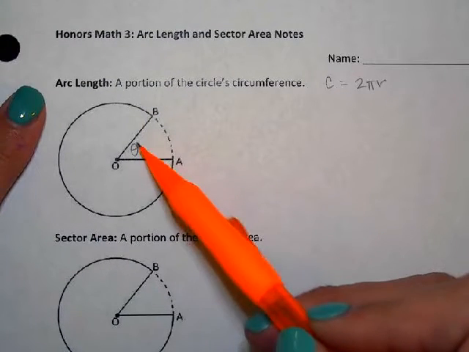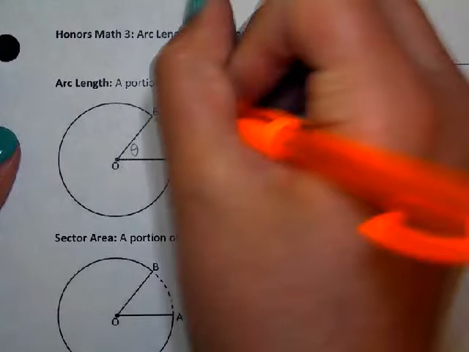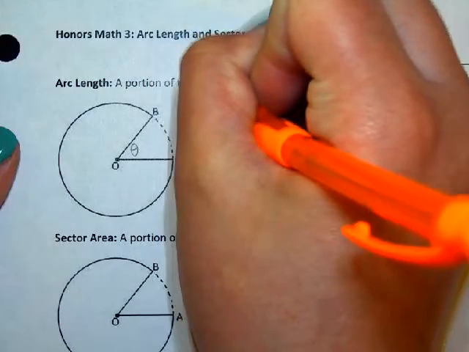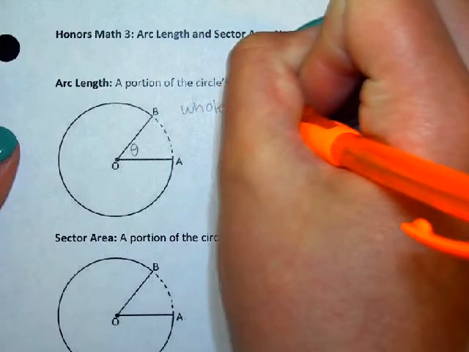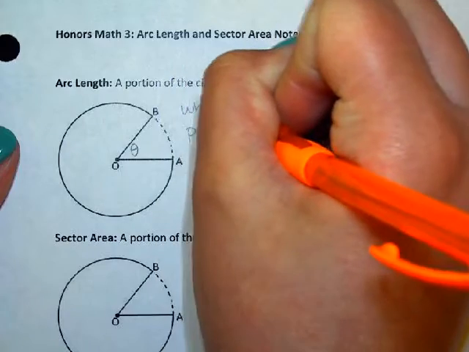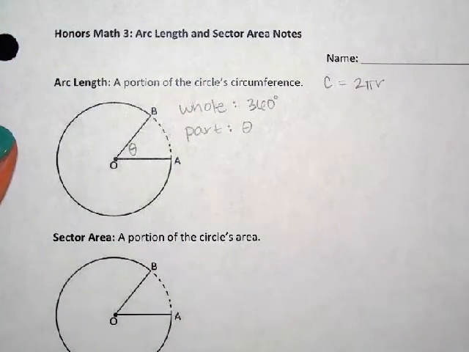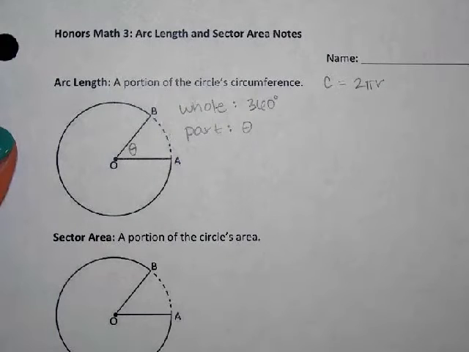So theta is the specific angle, but how many degrees are in a whole circle? 360. So we're going to say that the whole circle is 360 degrees. And then the part of the circle that we're talking about is going to be theta degrees, however many degrees that happens to be. Does that make sense?